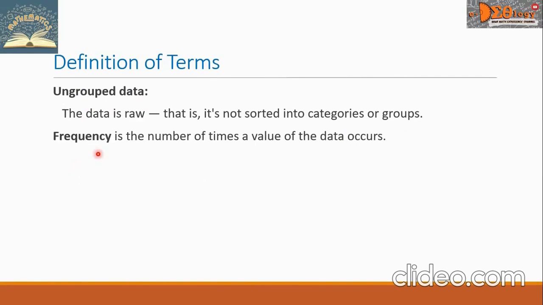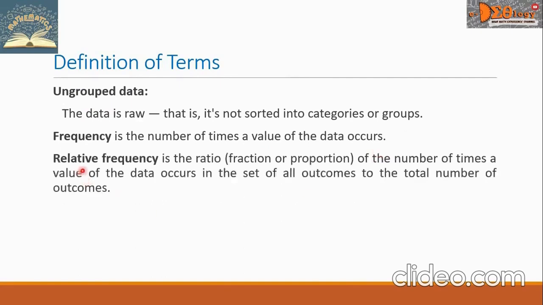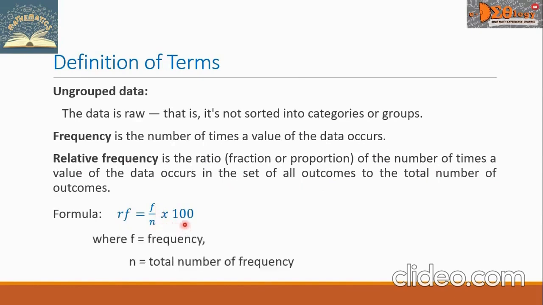Second term is frequency. Frequency is the number of times a value of the data occurs. Next term is the relative frequency. It is the ratio, fraction or proportion of the number of times a value of the data occurs in the set of all outcomes to the total number of outcomes. The formula will be like this. Rf equals f over n times 100, where f is the frequency and n is the total number of frequency.